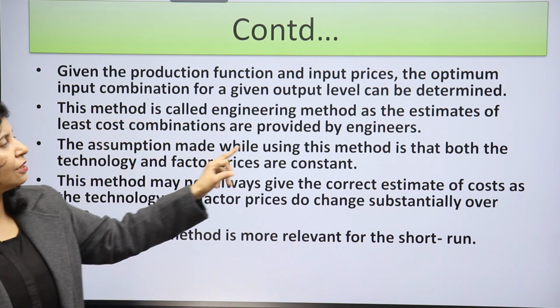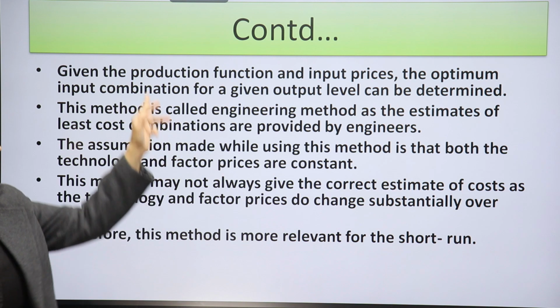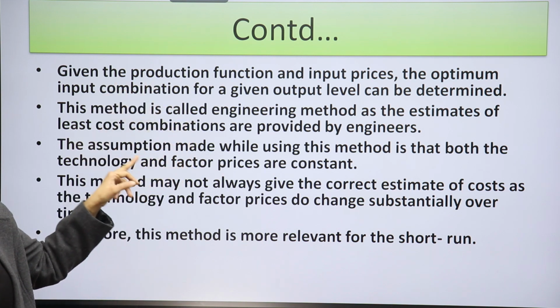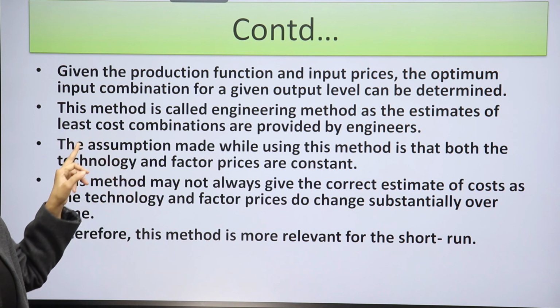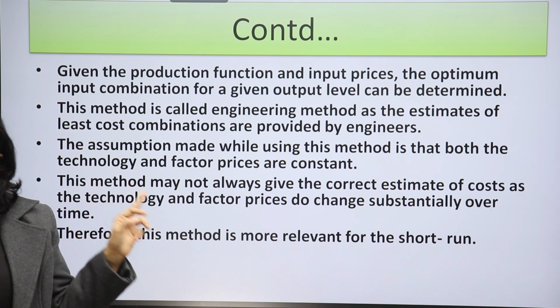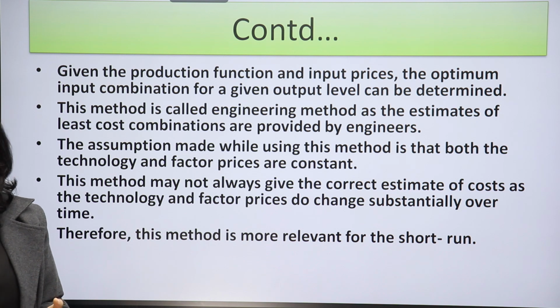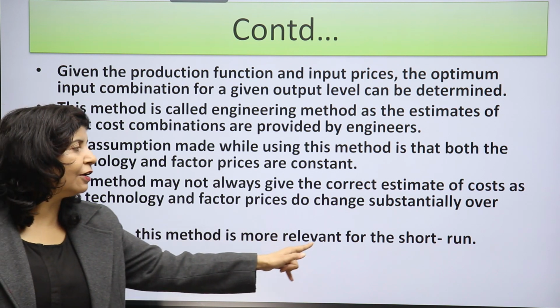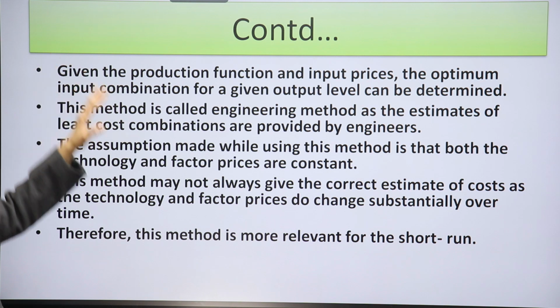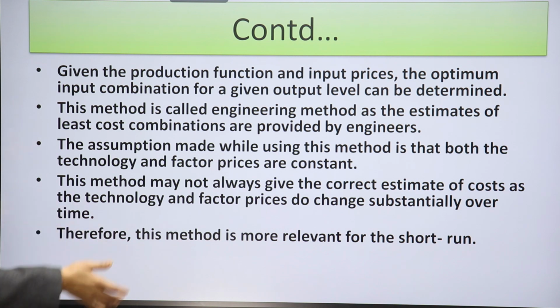The assumption made while using this method is that both technology and factor prices are constant. So assumption, that means this method cannot work unless and until these are kept constant. What is constant over here? Technology and factor prices have to be kept constant. But this is not always possible. With lapse of time, with passage of time, your cost will increase or factor prices will increase, and your technology will also change. That's why this method is relevant only in the short run. So you can use this engineering approach and engineering method in the short run only, not for the long run, because in the long run your technology will change and factor prices will also change.